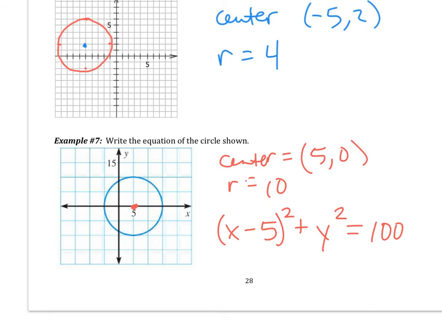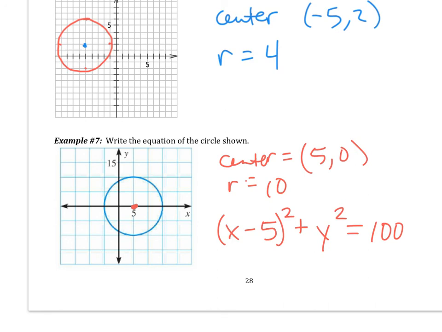So, little tiny mistakes that people make on the quiz. Number 1, they forget the squares, the little tiny 2's. They forget to square the radius. Or they forget the opposites. So there are little pieces that you have to be aware of.